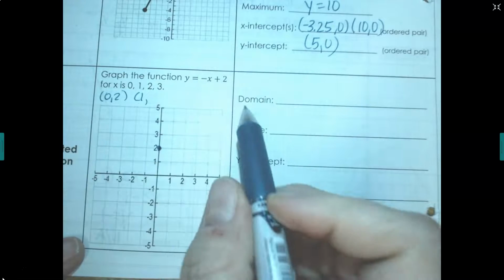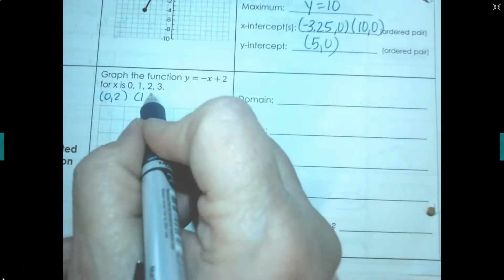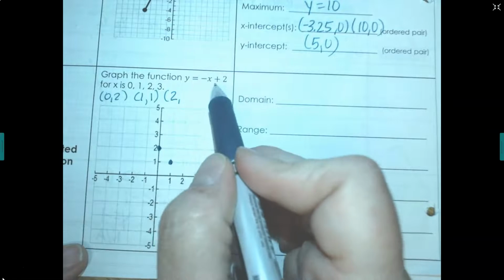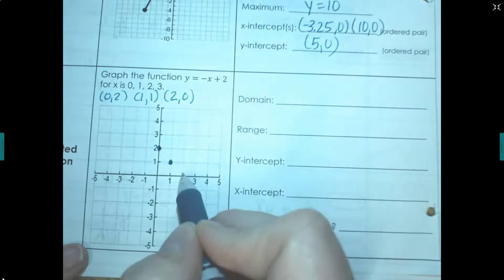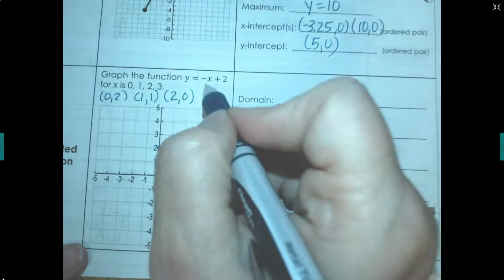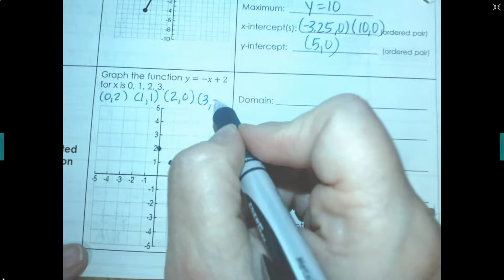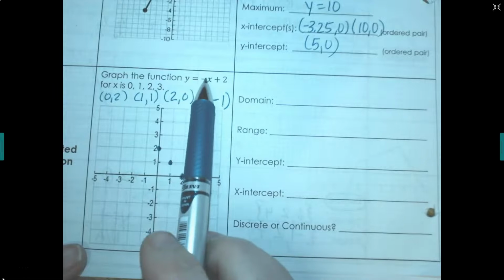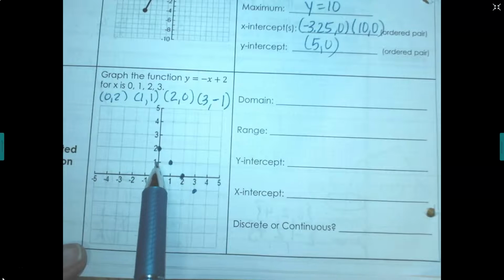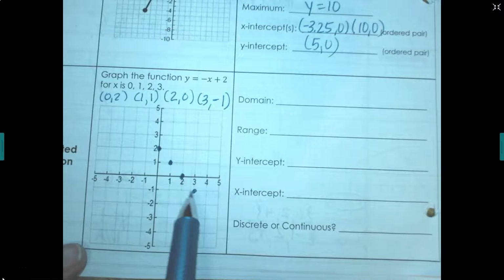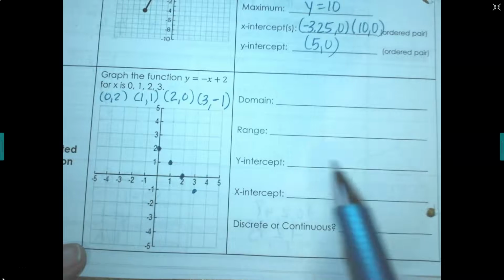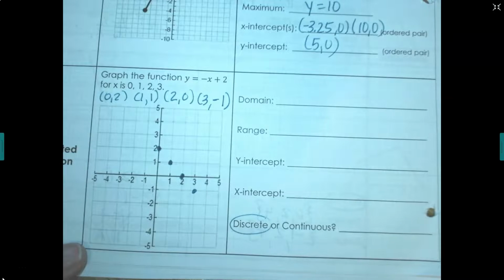If I plug in the 1, I have -1 plus 2, which will be 1. So there's 1, 1. If I plug in the 2, I'll have -2 plus 2, which is 0. And if I plug in the 3, I have -3 plus 2, which is -1. Now, if we really think about it, this is our slope. Our slope is -1. Down 1, right 1, down 1, right 1, down 1, right 1. That's our constant rate of change. But I only wanted it for those 4 points. I don't want to connect them because this is going to be discrete. So I'm going to have discrete down here.